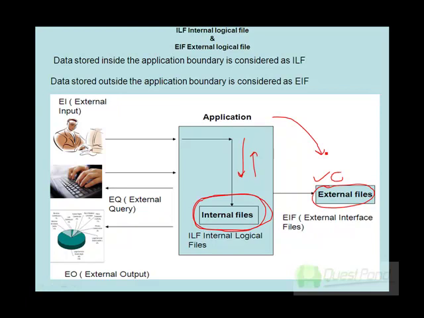So whenever you start your estimation, first define a boundary very carefully, because if you make a mistake of treating an external application boundary as an internal application boundary, then it is very much possible that your estimation can vary by more than 20 to 30%.